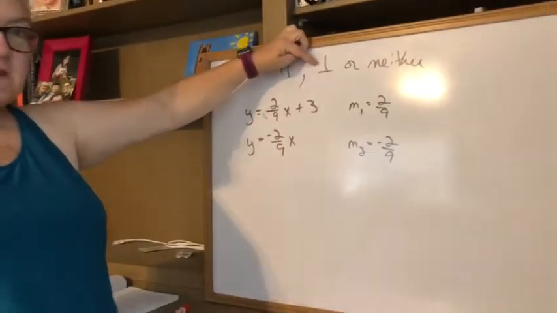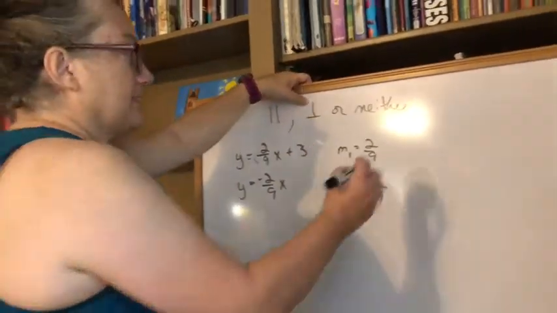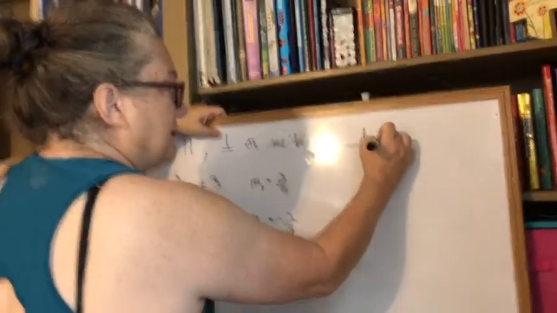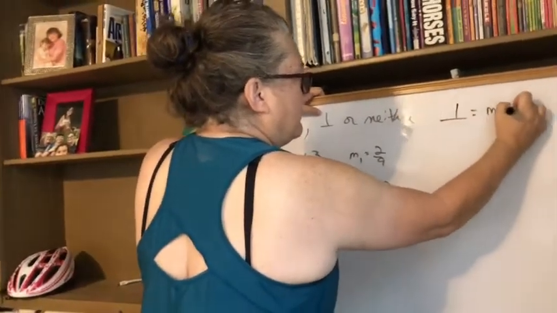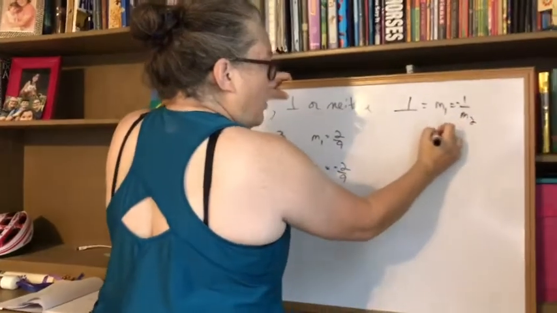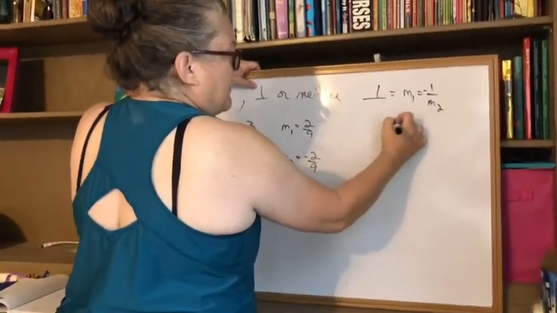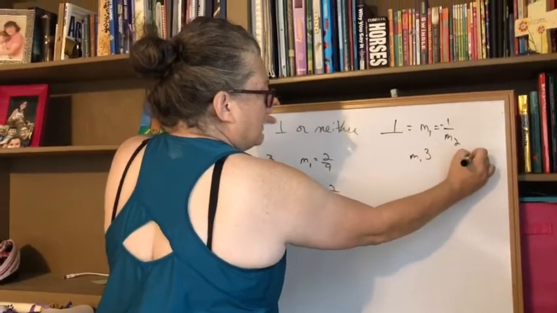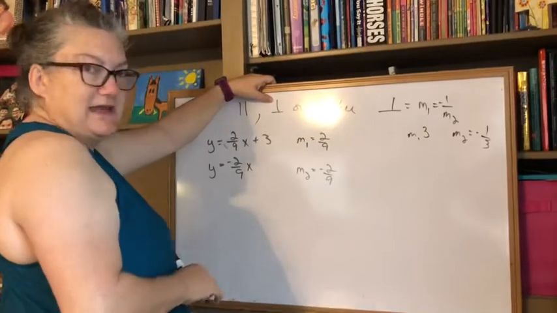To be perpendicular, they need to be negative reciprocals of each other. Negative reciprocals, to be perpendicular, the slopes need to be m1 equals negative 1 over m2. Or, for example, if we had 3, then that means that if this is m1, then m2 would need to be negative 1/3, okay? So that's what it means to be negative reciprocals.